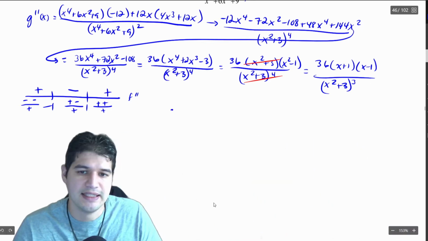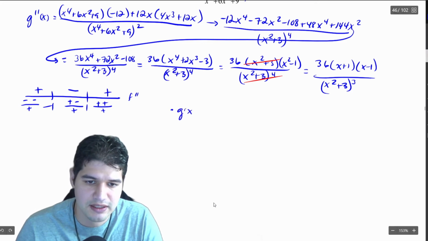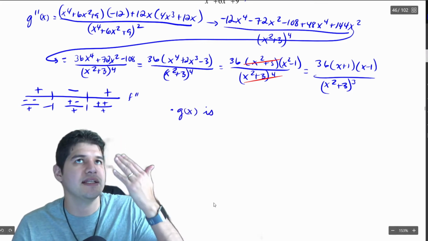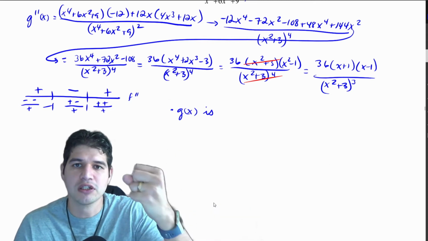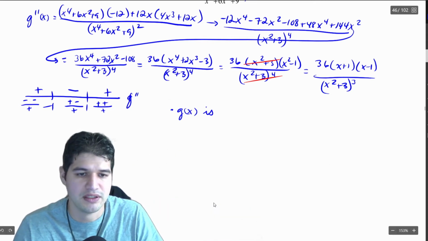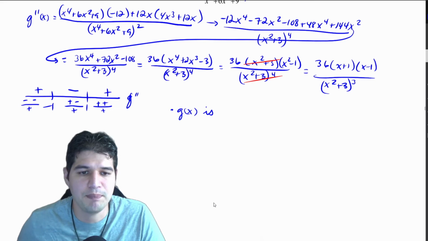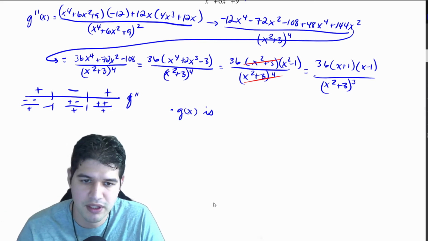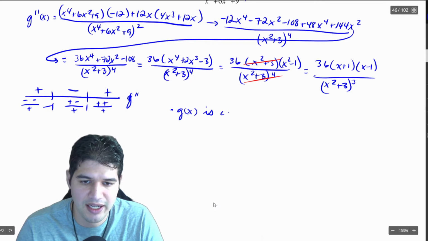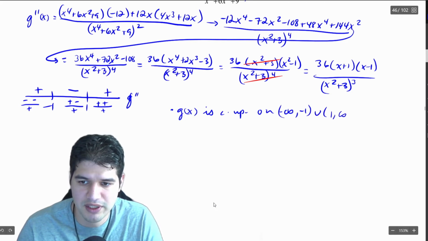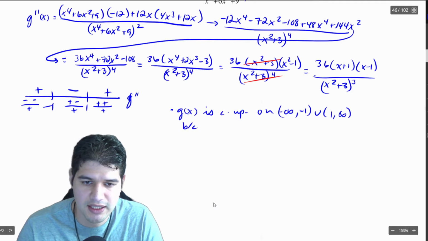Well, the first thing that I can say here is that g of x, because we want to talk about the concavity of g, and we're going to make our conclusions based off of, oops, I wrote f prime right there, g double prime. But what are the conclusions that we're going to make about g of x based off of the second derivative? And so g of x is concave up on negative infinity to negative 1 union 1 comma infinity. And we know this because the second derivative of x is greater than 0.